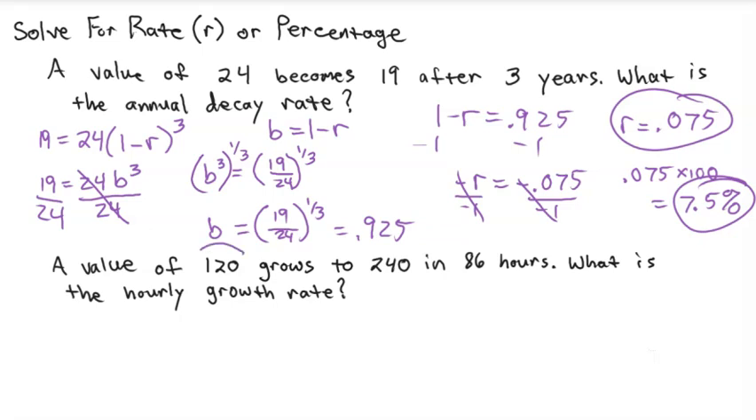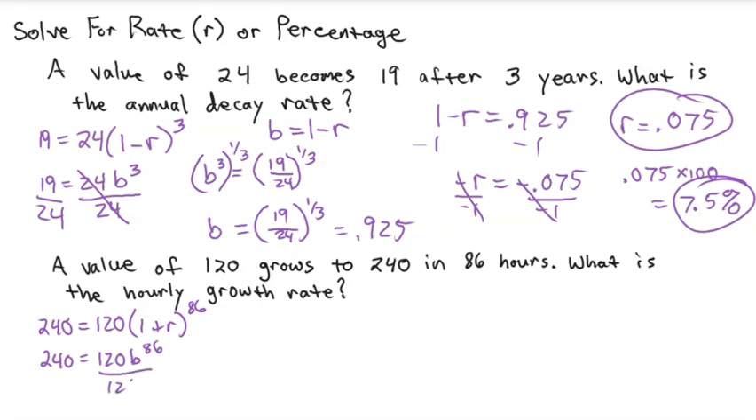All right, it says a value of 120 grows to 240 in 86 hours, okay? What is the hourly growth rate? Because this is in hours, okay? All right, so our ending value is 240. Our starting value is 120. It's not growing continuously, so it's going to be 1 plus r, and it's 86 hours, so it's going to be to the power of 86, okay? We're going to replace 1 plus r with b, so we're going to have 240 is equal to 120b to the power of 86, okay?